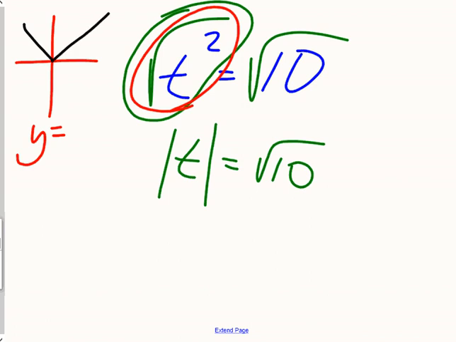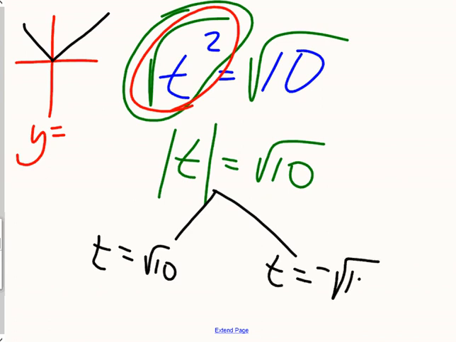And then that brings up a whole different branch of math. If you have absolute values, you have to write two equations for that, and that's t is equal to the square root of 10, and t is equal to the negative of the square root of 10. And then you can solve those two equations.